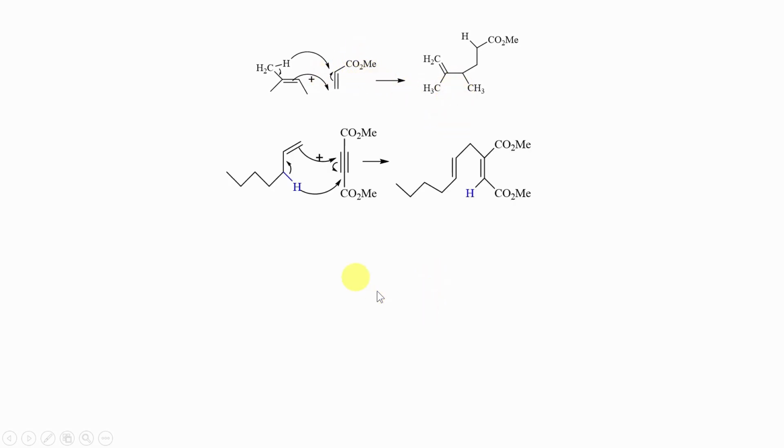Another example is this, and this group, the butyl group, an electron donating group, is present in the ene, and this enophile, you can see, contains two ester groups attached to these unsaturated acetylenic carbon atoms, and hence the reaction will be fast, and hence this product is obtained after the Ene reaction.